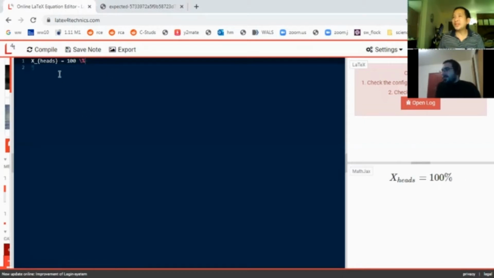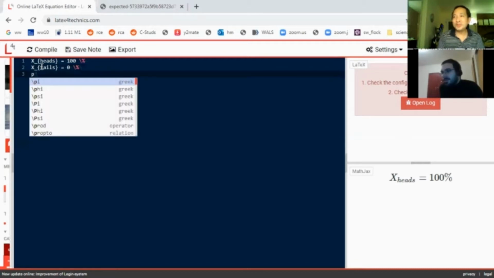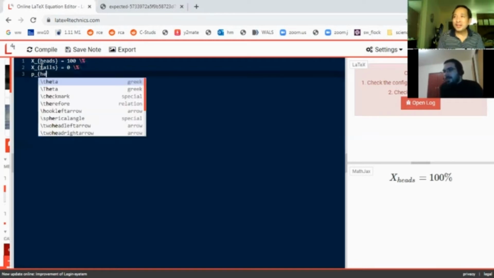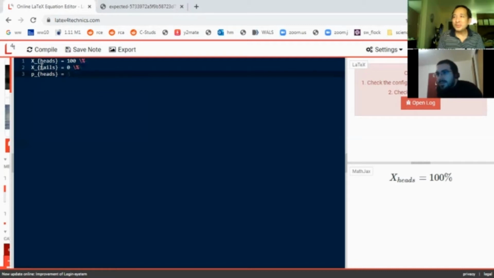X heads equals 100%, and then I'm going to say X tails equals 0. So backslash percent again. Yep. Now we're starting to get where I wanted. P heads is equal to 0.5, and P tails equals.